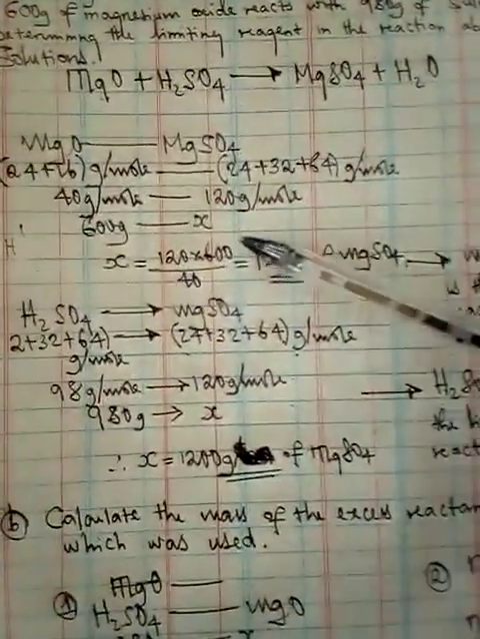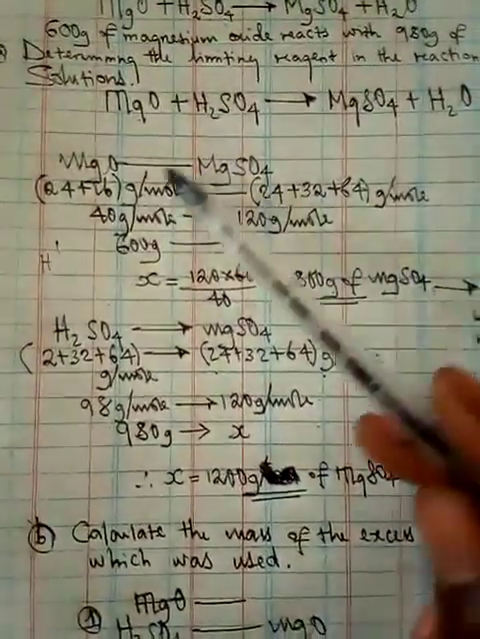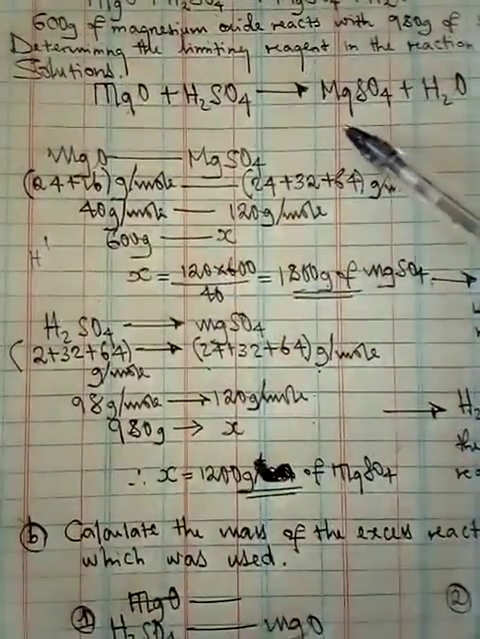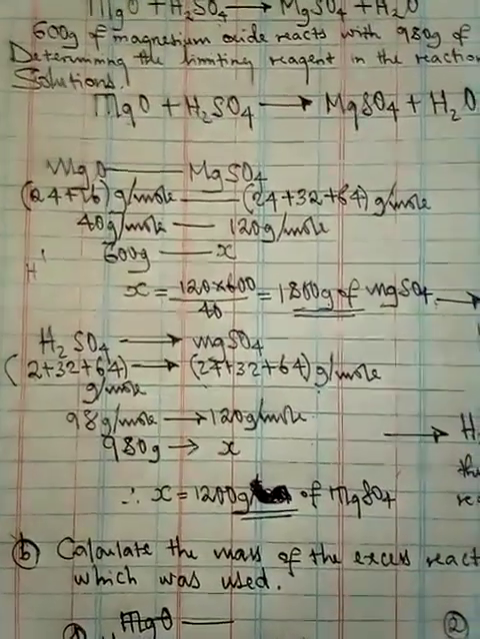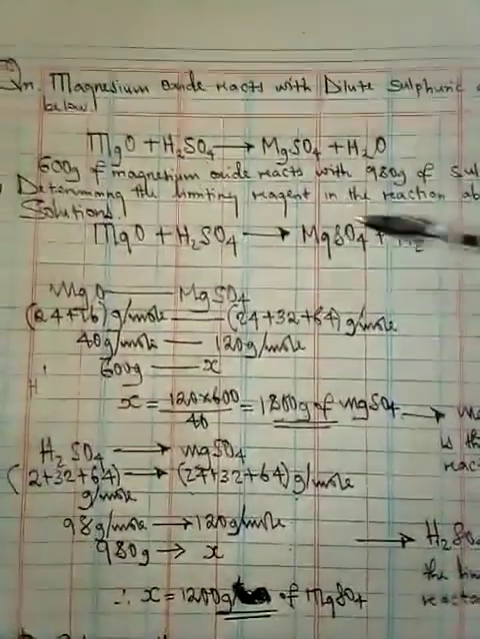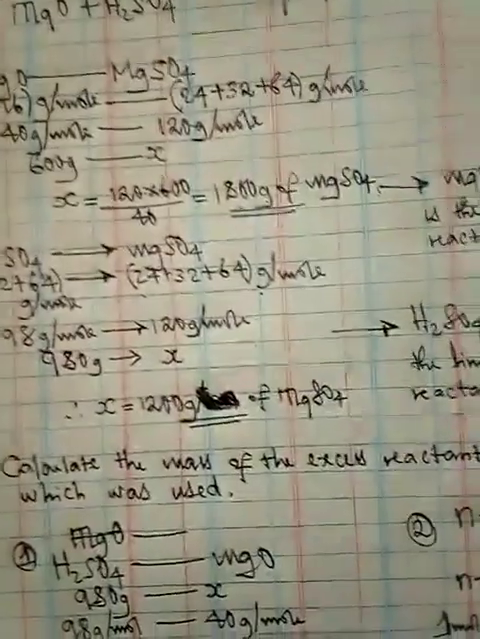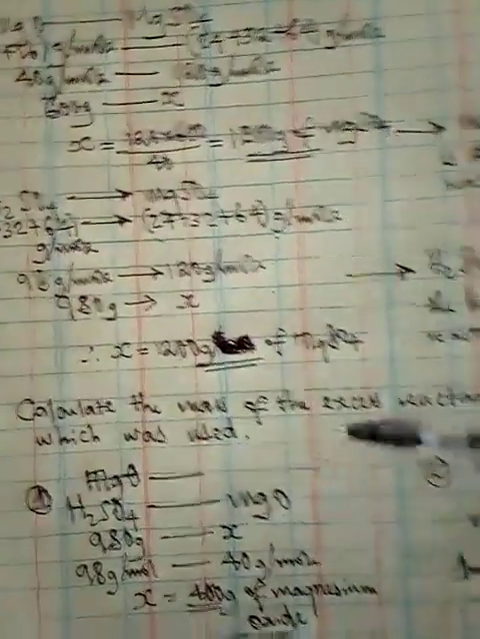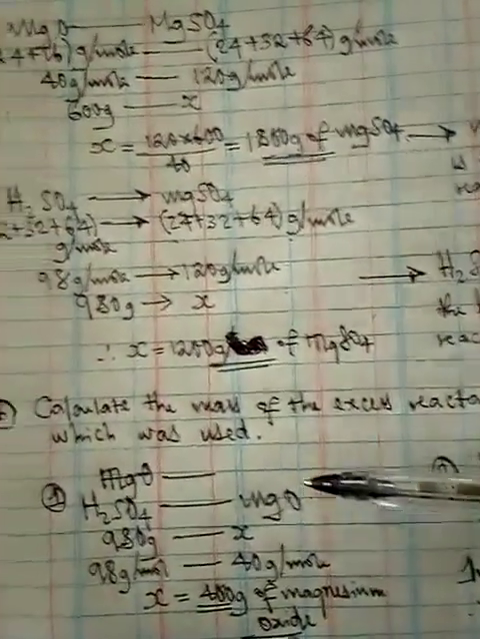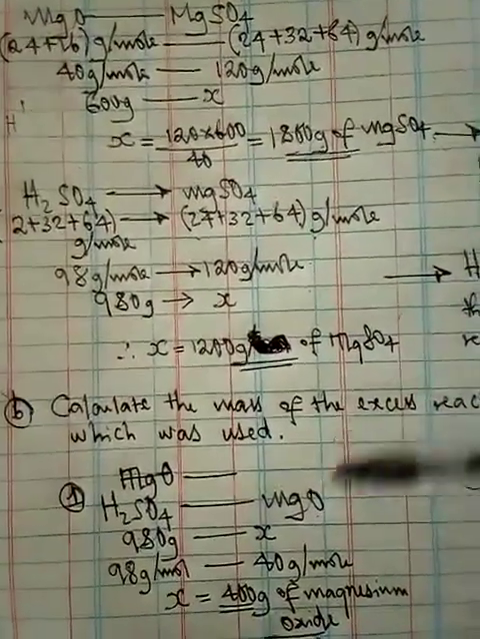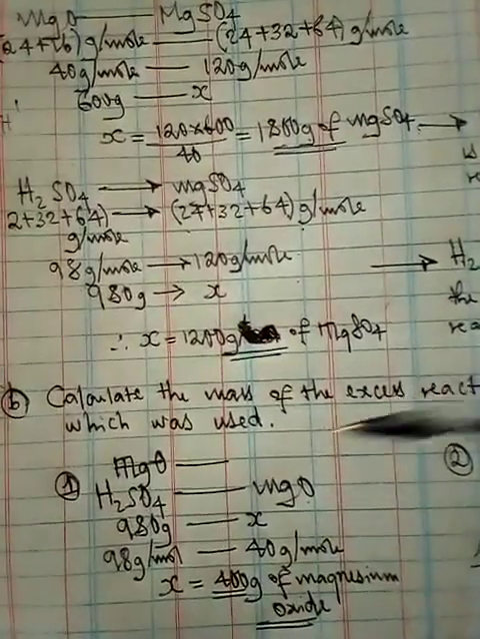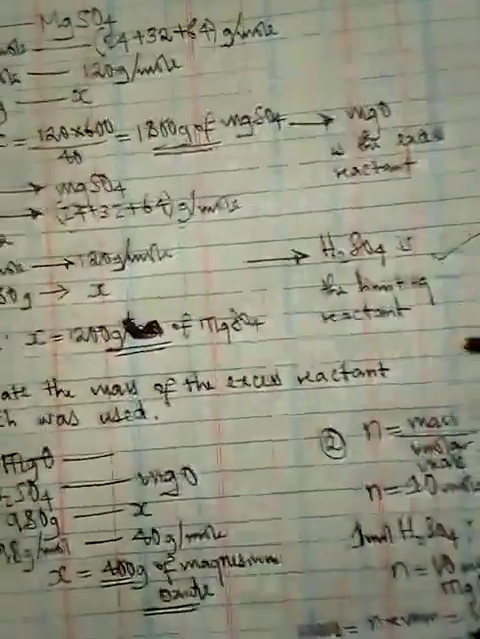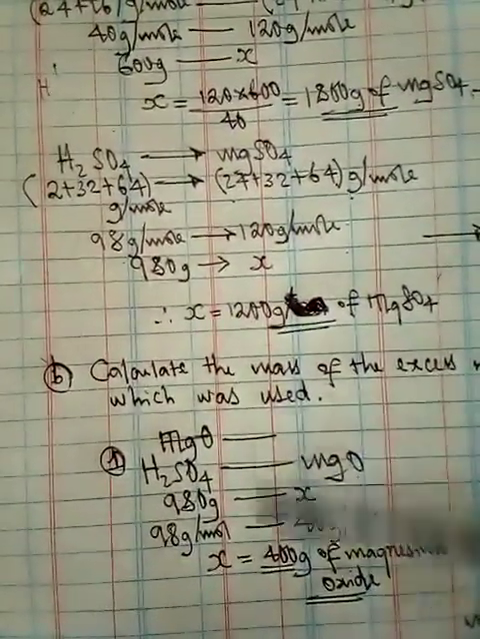I hope that's understood. Now, this is not the only question that you can be given. You can be asked a question to determine the mass of the excess reactant which was used. You can also be asked to calculate the mass of the excess reactant which was used. So there are two methods which you can use when determining the mass of the excess reactant which was used. You can proceed with the mass method.